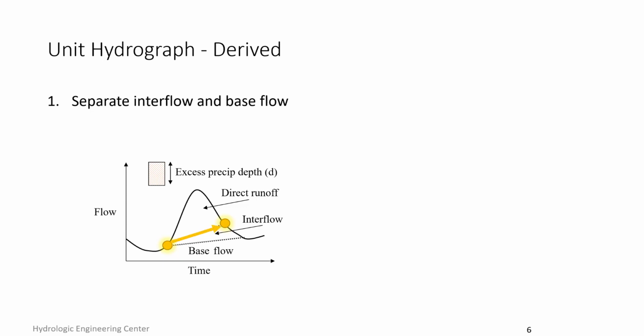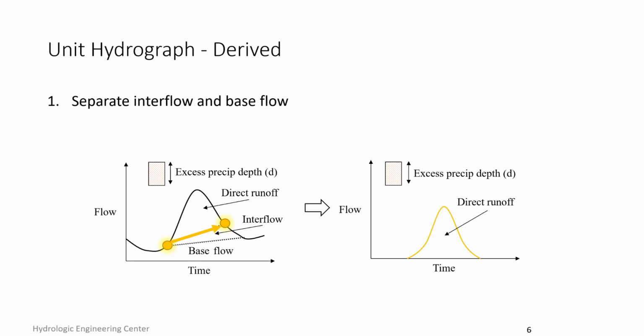So a straight line is drawn from the start of excess rainfall to the inflection point on the hydrograph. And what you are left with is the direct runoff.